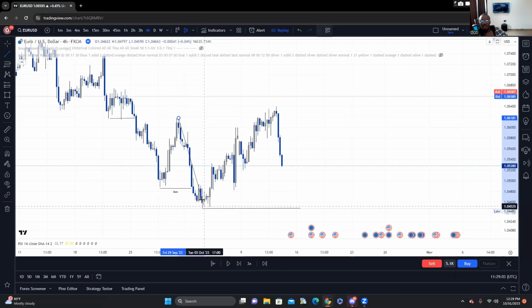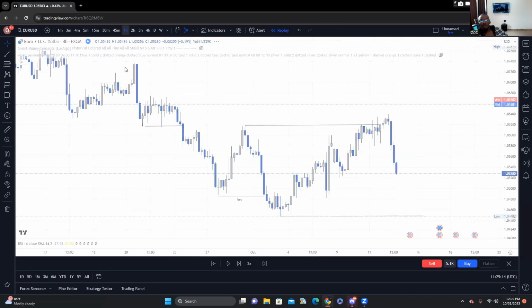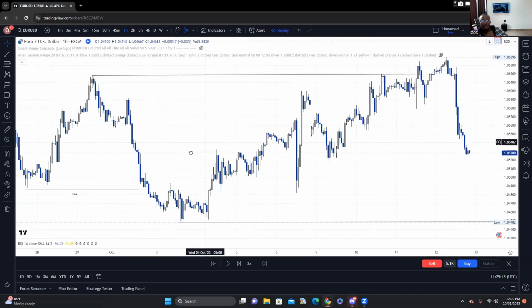But what do we notice? We notice that price came here and took out this high, right? It could also be a form of sweeping the liquidity resting here, because if you go to a 1-hour time frame, you'll see that there's liquidity resting in this high here.